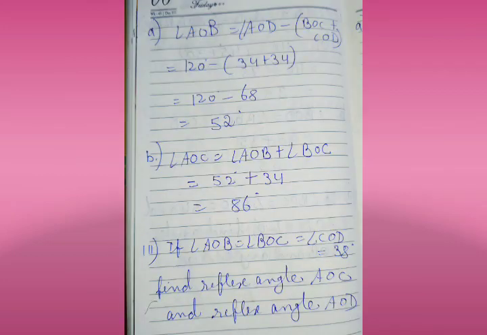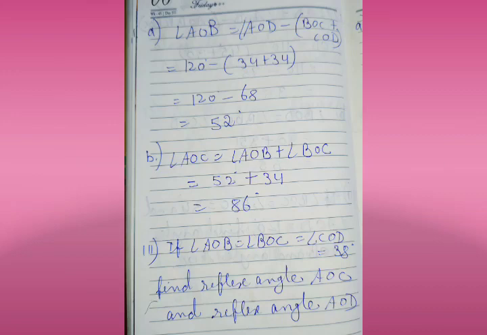So AOB is equal to what? Angle AOD minus BOC plus COD. Clear? It is very clear from the figure also. And the value of AOD is what? 120 degree minus value of BOC and COD we will add. So 34, and they are equal. It is given in the question. So 34 plus 34, 68. So 120 minus 68, 52 degree.